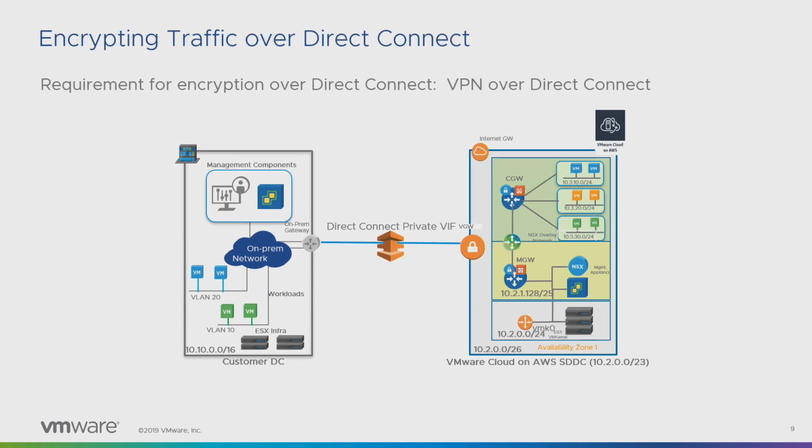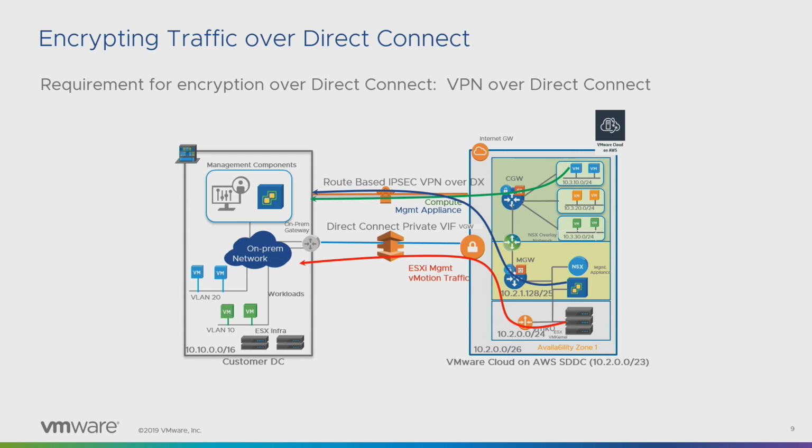Another thing customer can do here that sometimes will come up is they say, okay, I want to encrypt traffic because Direct Connect doesn't offer this native type of encryption, right? So some customers have a requirement, okay, I want to encrypt all traffic going over Direct Connect. Well, as I mentioned, we have that private IP address as well. So now this tier 0 has a private IP address. So if you have this Direct Connect established, you can create a route-based IPSec VPN over this Direct Connect, and now all your ESX management vMotion traffic will go over the high bandwidth, low latency Direct Connect connection, and your compute and management appliance traffic will be encrypted over this route-based IPSec VPN.